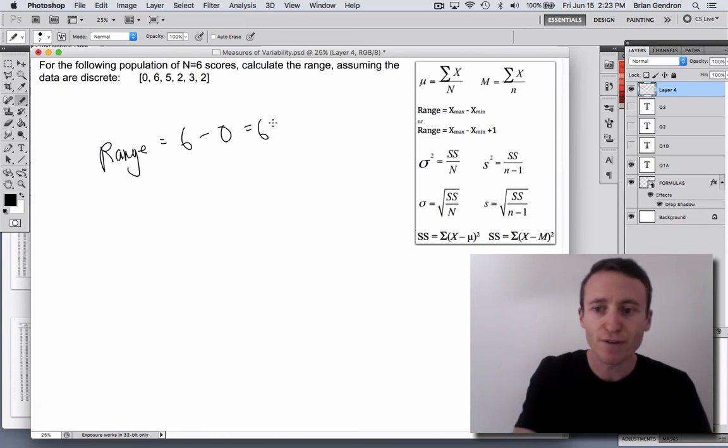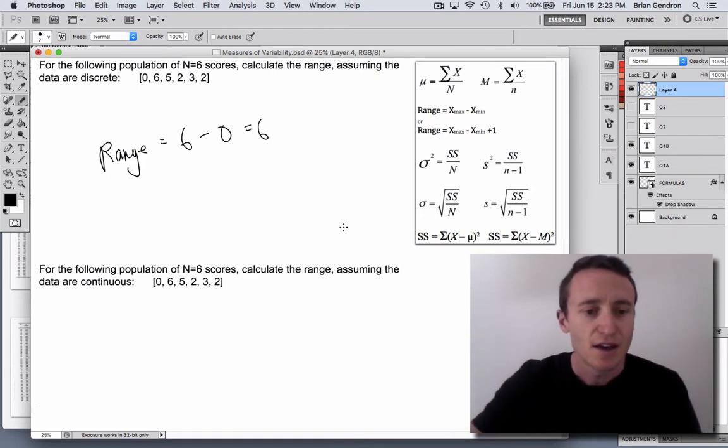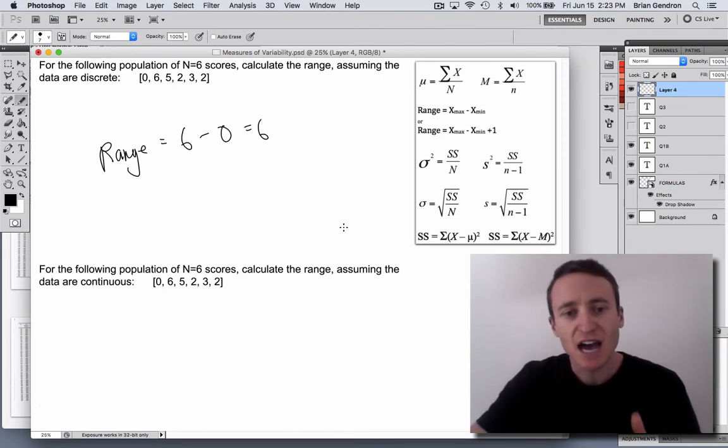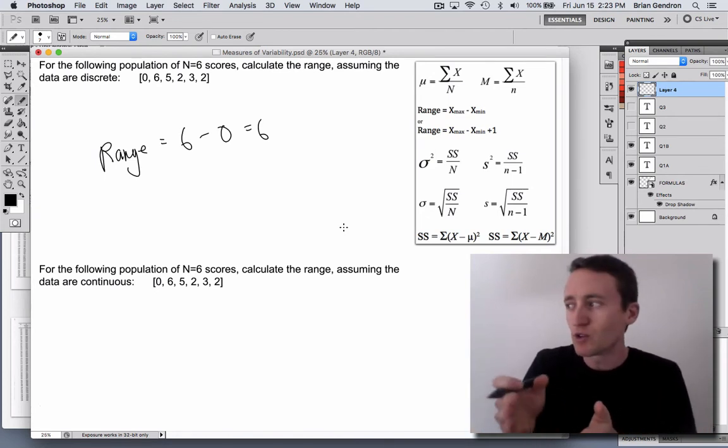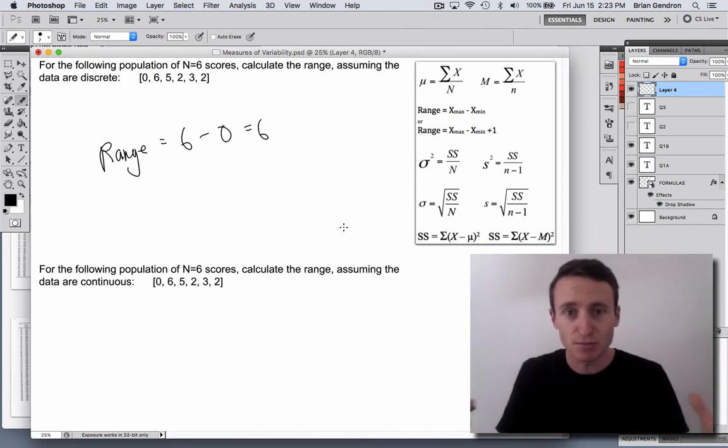So fairly straightforward. Now, on the other hand, what happens if you get a problem that looks like this? For the following population of n equals 6 scores, calculate the range assuming the data are continuous. So, for example, maybe this is reaction time, how long it takes you to react to some stimulus. Because time is fluid, we call it continuous data. So for example, it might take you 1 second or 2 seconds or 3 seconds, but it could be any value in between those values. So 1.1, 1.2, 1.3, and any values in between those.